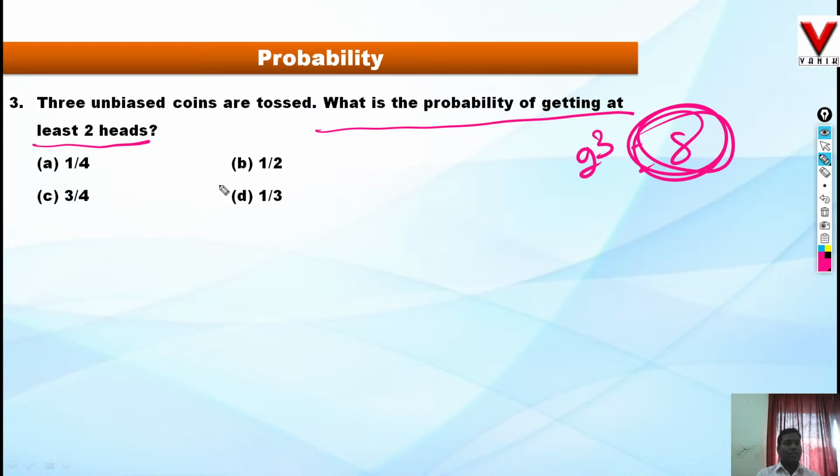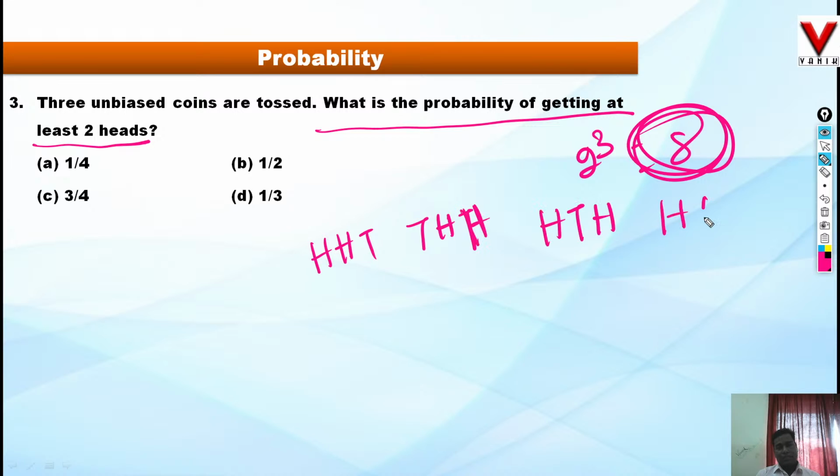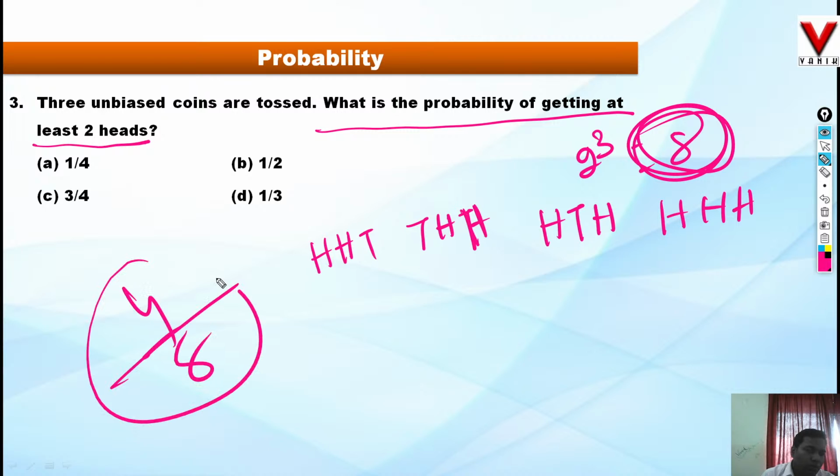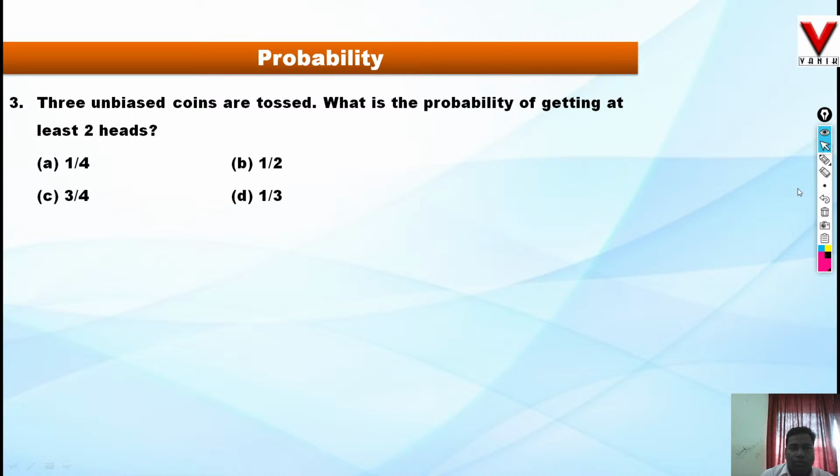At least 2 heads: HHT, then THT, then THH, then HTH, then HHH. 1, 2, 3, 4. 4 by 8, 4 by 8 means 1 by 2. Option B is our answer. Next number, question number 4.